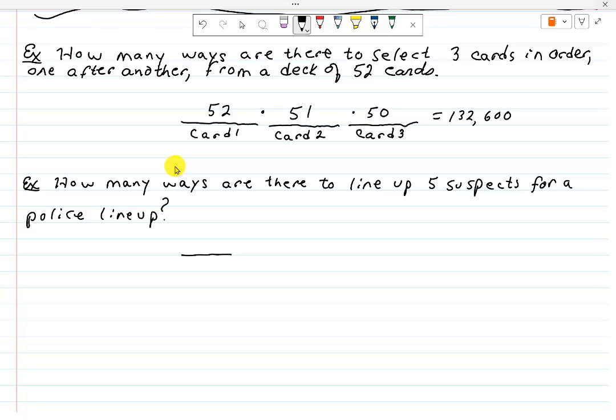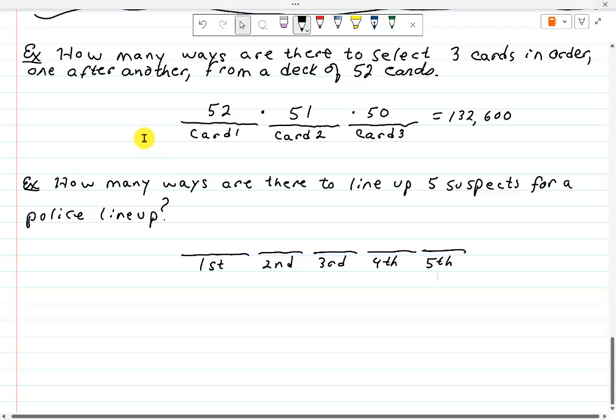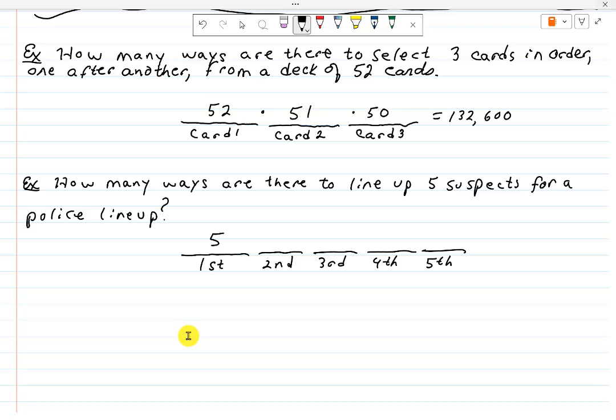Well, this is the same thing. You're going to have your people broken down. The first one, the second one, the third one, the fourth one, and the 5th one. So if you look at the very first one here, you have 5 suspects to choose from, so one of them is placed. That means there's only 4 left. So the next one, you only have 4 to choose from, and then you can see after that it goes down. And so if you multiply all those things together, you're going to see that there's a total of 120 ways to do this.